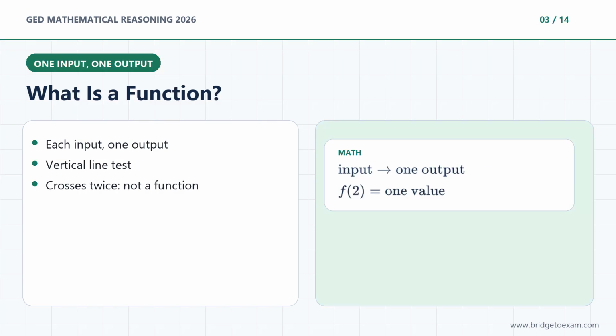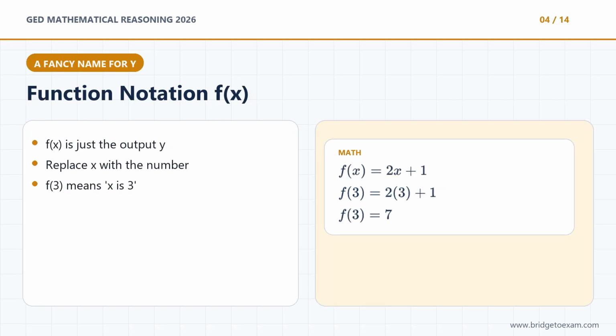A function is a rule where each input gives exactly one output. Put a number in and you get a single number out. A quick test on a graph is the vertical line test. If any vertical line crosses the graph more than once, it is not a function because one input would have two outputs.